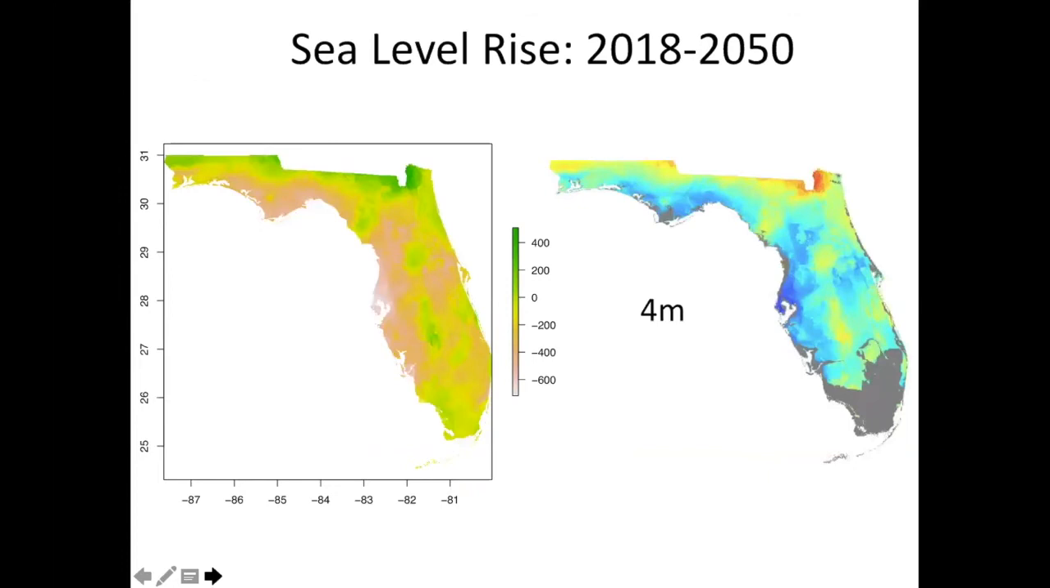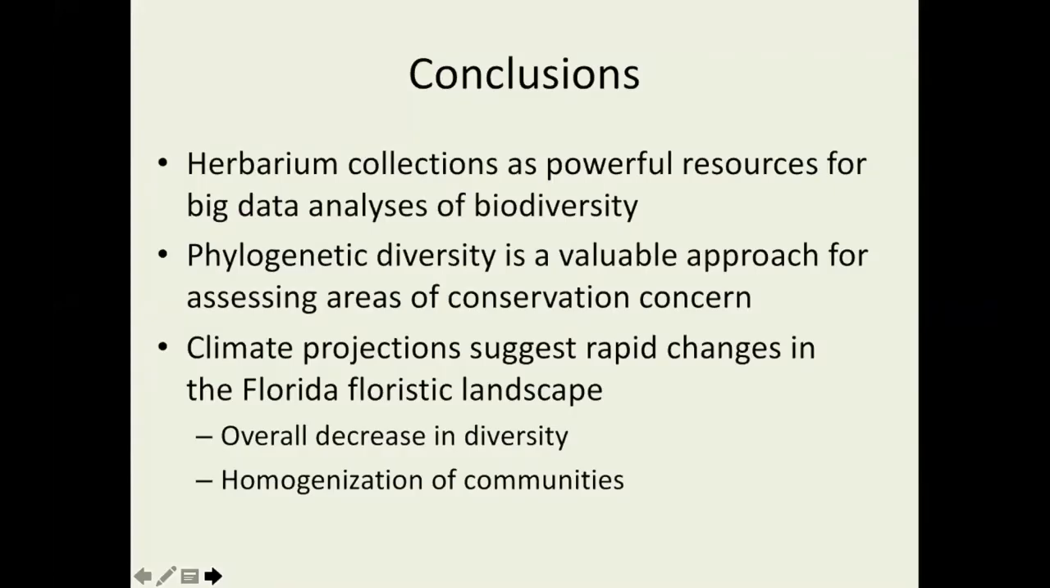Now, that doesn't even incorporate sea level rise. If we had sea level rise, you can see that Florida is going to be a very changed state. This is one of the higher models of sea level rise, 4 meters. But regardless, that is also another scenario that we're trying to incorporate into these projections.